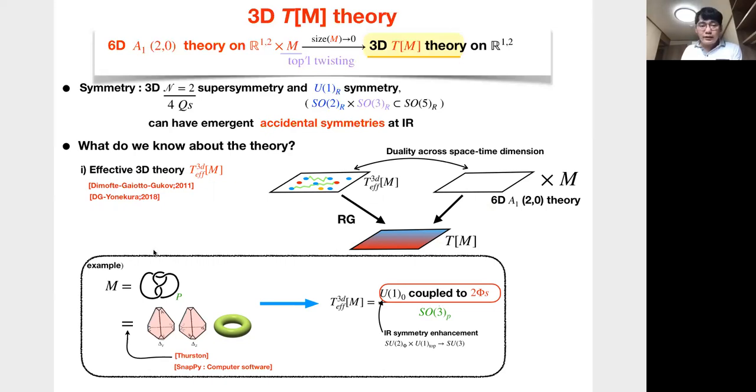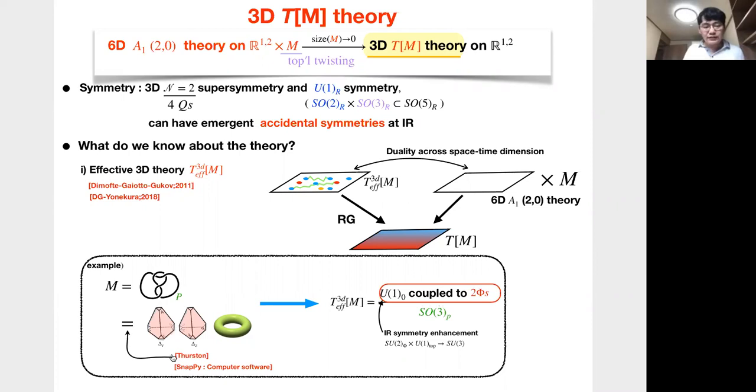As a concrete example, there is a very systematic way to construct this effective theory using a decomposition of the internal three-manifold into basic building blocks, so-called ideal tetrahedra and solid tori. Here is a simple example. Suppose that the three-manifold is given in this way. This is a knot and some integer number p, and it will give us some three-manifold.